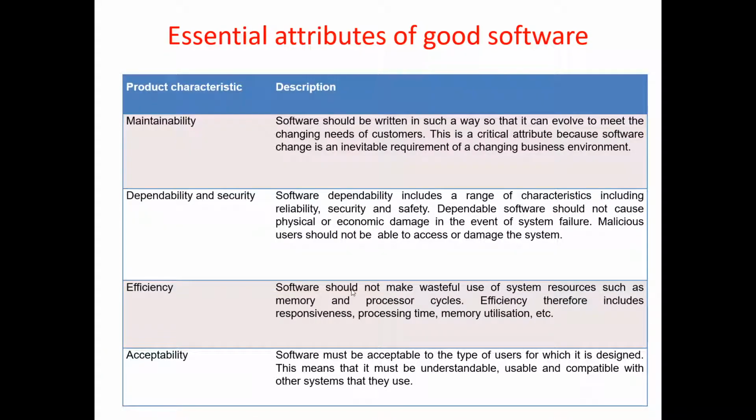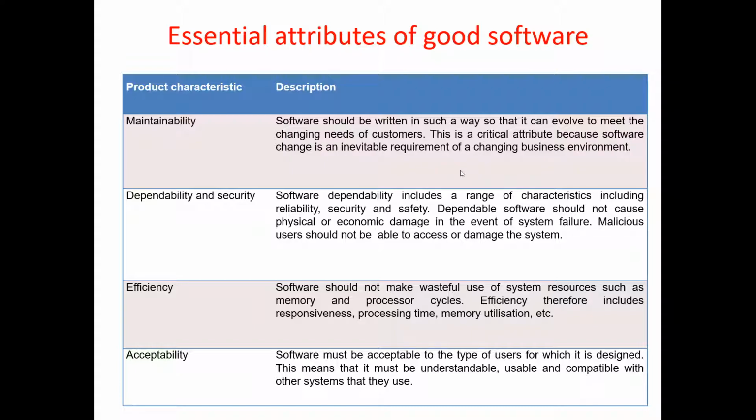Next thing, efficiency. We expect that software should not be crawling. It should not make my things slower than it can be done by a manual activity. I want to use software so that it is faster than the manual activity. That's what I am expecting from software. It should be efficient. Software should not make wasteful use of system resources such as memory and processor cycles.